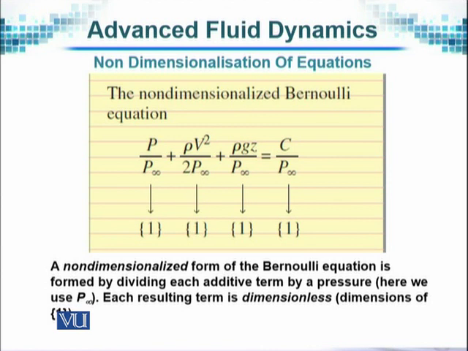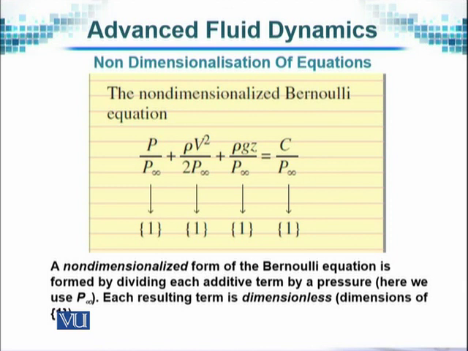Now, to non-dimensionalize it, if we divide it throughout by some pressure, in this case called P infinity, then we see that it turns out to be non-dimensionalized. And we see what happens to each term. The first term is pressure, and when we divide it by a typical pressure from the fluid flow situation, then pressure over pressure will have the same dimensions.